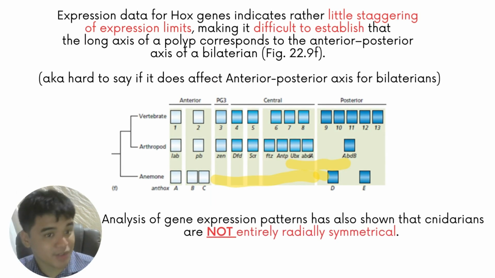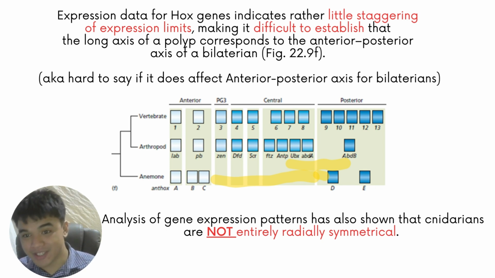And now we go back here. So we know now? We sure? We know what we're doing? And no, we're still not sure. Because why? There's little staggering or expression limits, and it's difficult to establish if anything even does anterior-posterior in bilaterians. Like look, here we have the vertebrate, arthropod, and anemone. Do you see the problem?